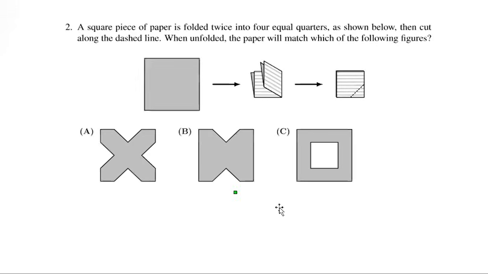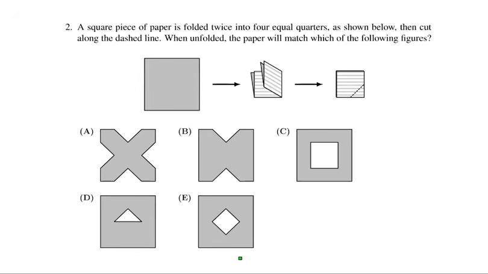And number two, okay, let's see. It says we have a square. We are folding it into four equal quarters, like this one, as shown, and then cutting along the dashed line, which is right here. What will you get if you unfold this? You may take a square paper and do exactly what they ask, but since this is not too challenging to visualize, I guess we don't really need that, but you can try it for sure.